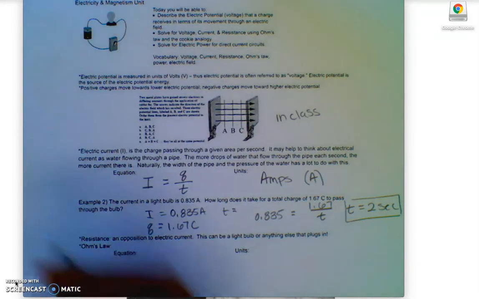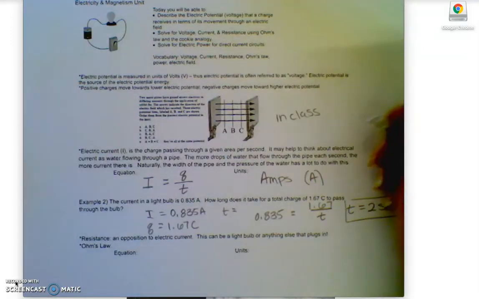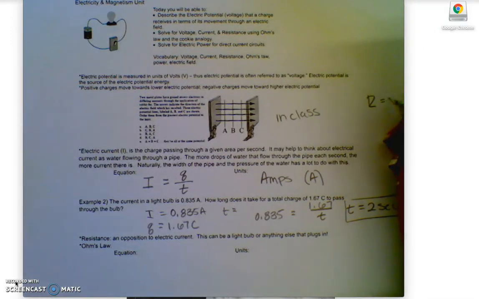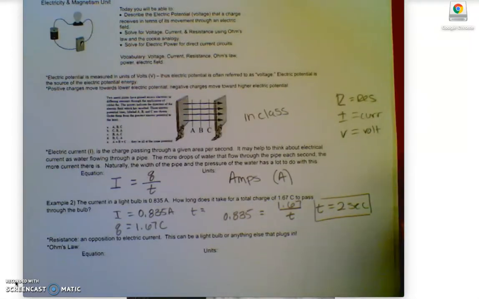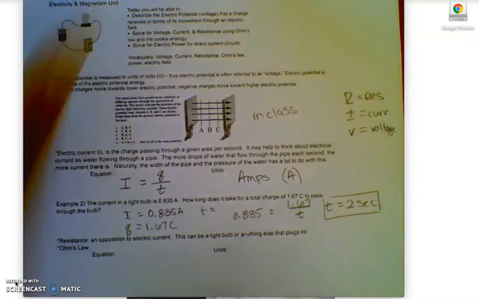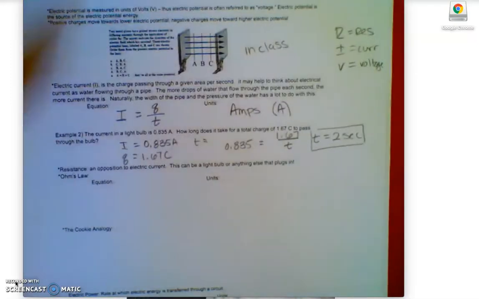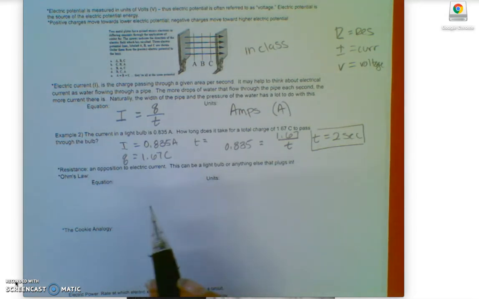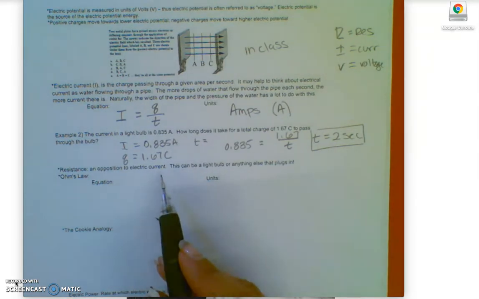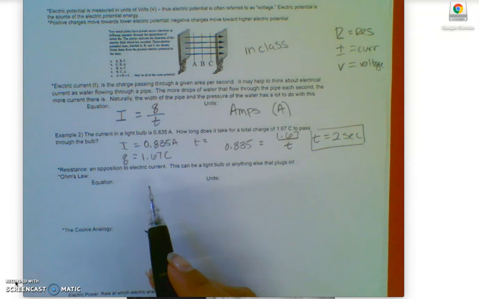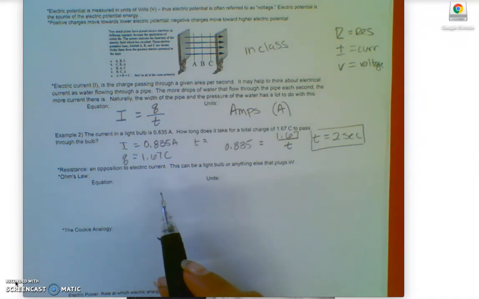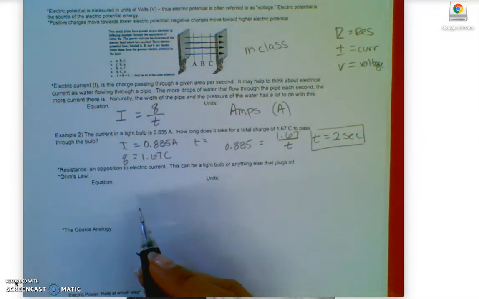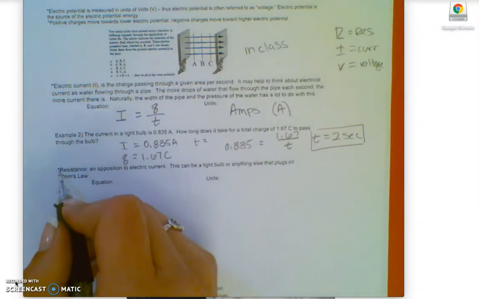Resistance is our third variable. So we have three variables. Let me just write these over here. We have R, resistance, I, current, and V, voltage. Sorry about that. Let me widen this camera view a little bit. Resistance is in opposition to electric current. It tries to slow the current down. This could be anything like a light bulb or anything else you plug into the circuit. Those things all slow the current down. That's the resistance. We measure resistance in ohms.